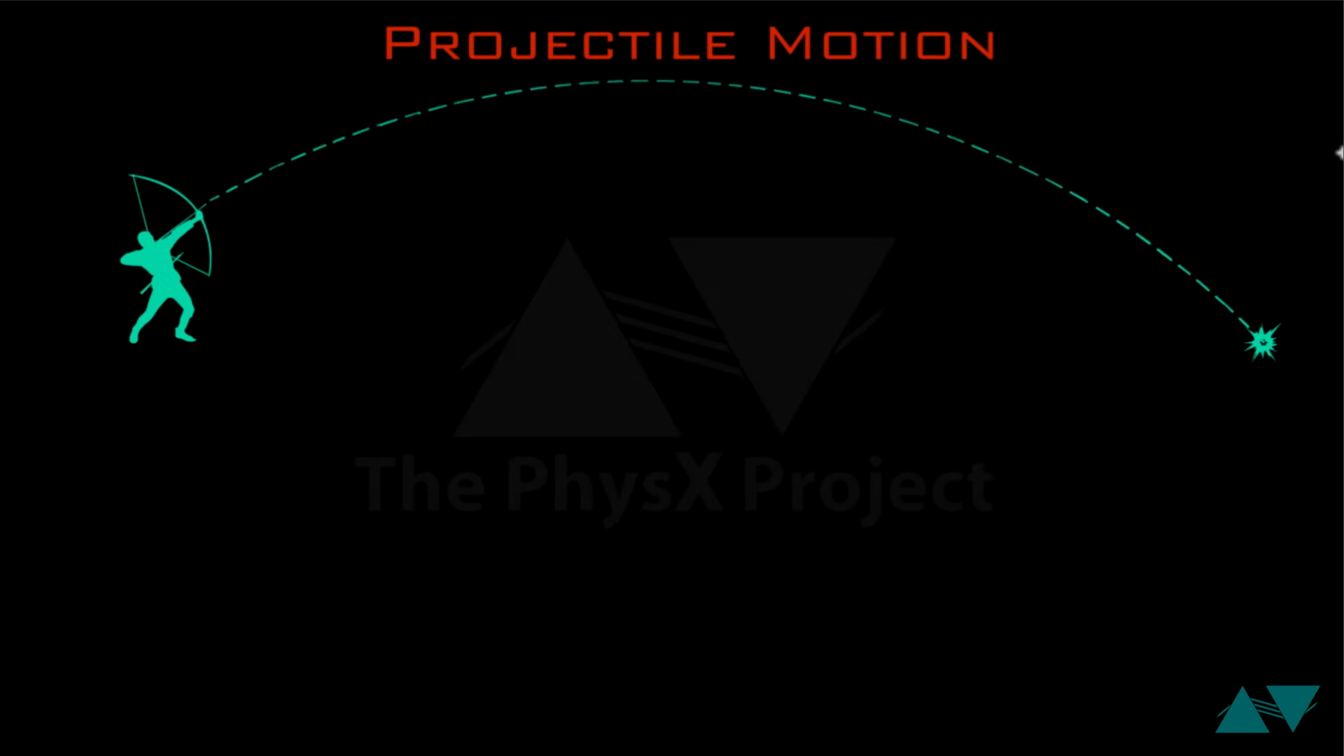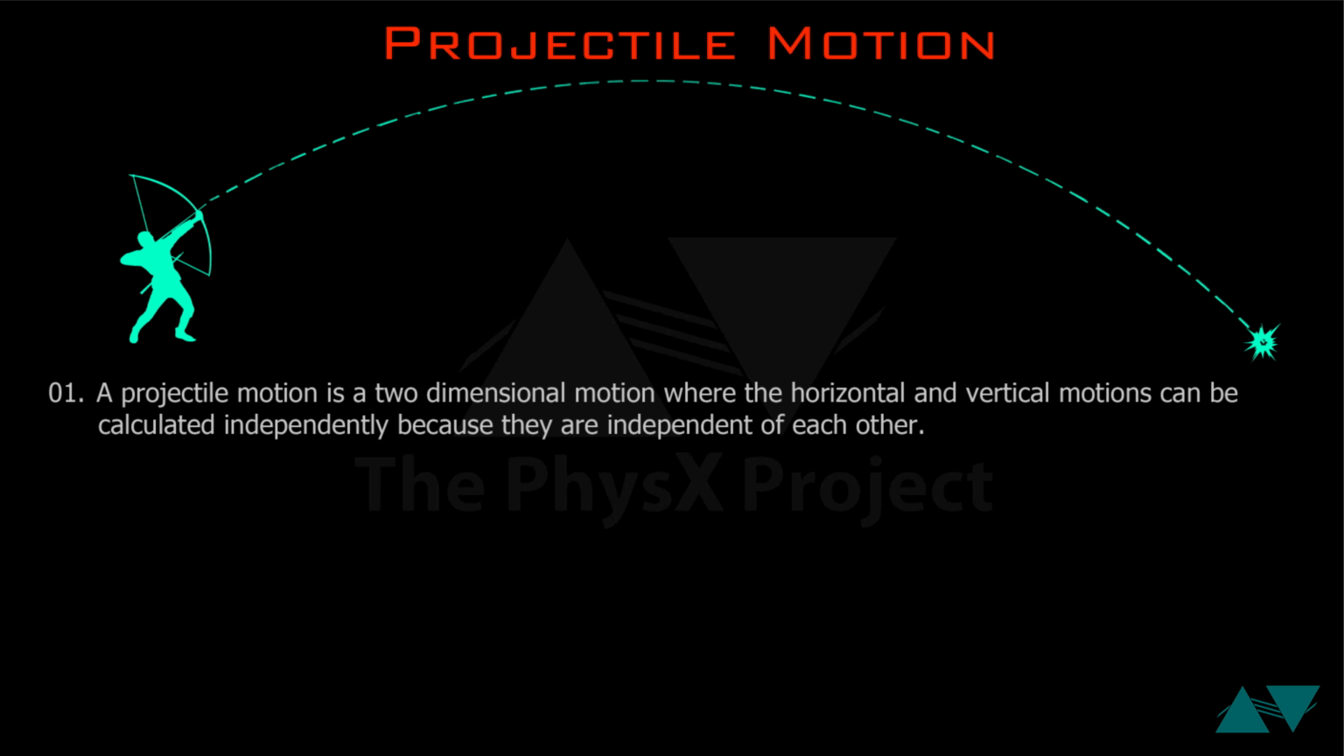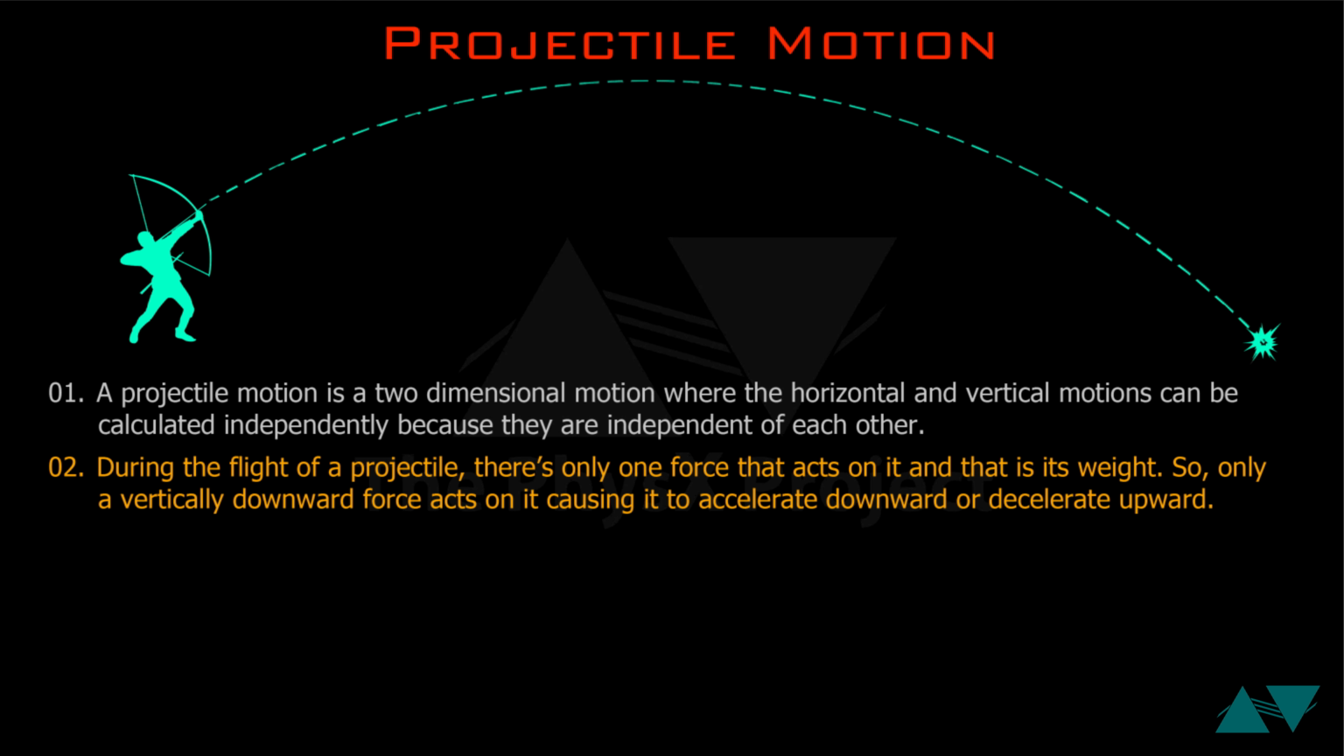So I guess now we have a clear understanding of what a projectile motion is. Let's summarize what we learned so far. A projectile motion is a two-dimensional motion where the horizontal and the vertical motions can be calculated independently because they are independent of each other.